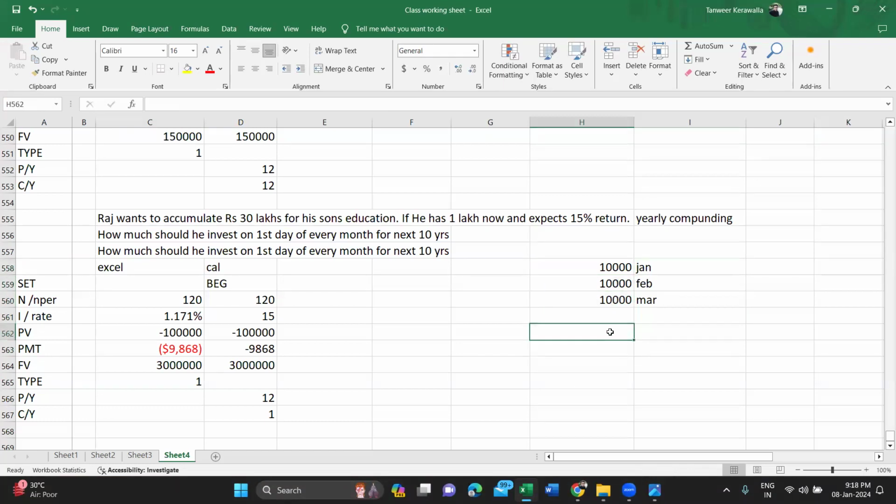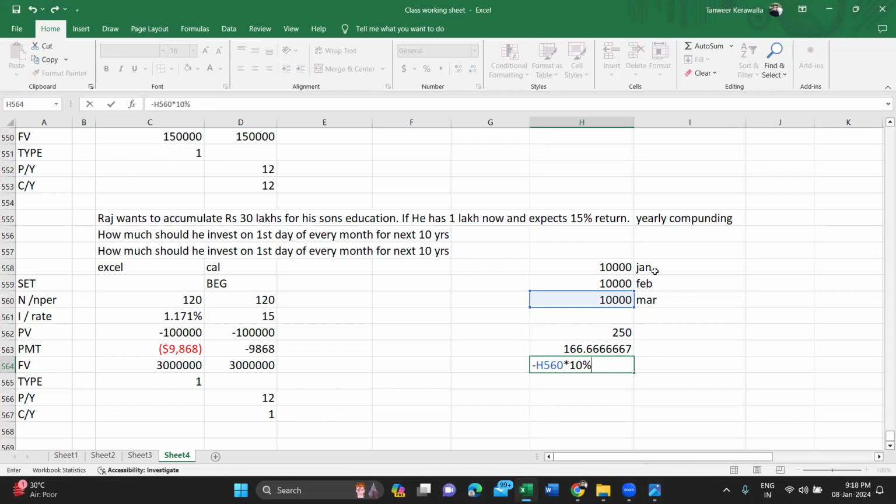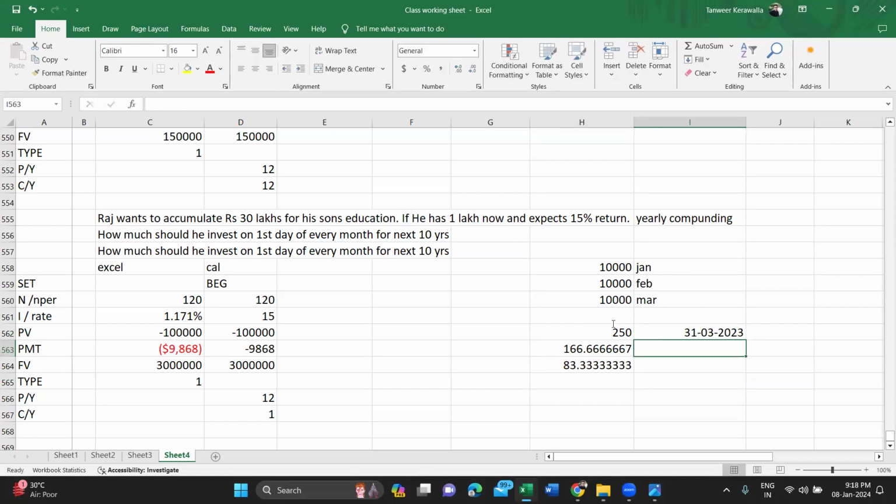So let's say yearly compounding is happening. How will interest be computed? Let's say interest is 10% per year. So 10,000 into 10% into 3 by 12, if it's at the beginning of each month, January, February, March. So January's interest is 250. Then on this 10,000 into 10% into 2 by 12, and 10,000 into 10% into 1 by 12. So this interest computation will take place on 31st of March, and all of this added up will be 500 rupees interest.